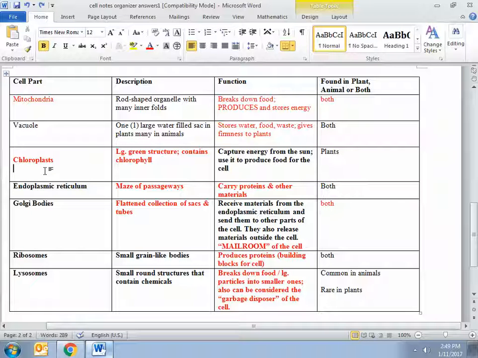The chloroplasts, of course, are the structures that make the plant green. They have all of the chlorophyll and they are involved in photosynthesis, which is part of what we'll talk about in the next unit.